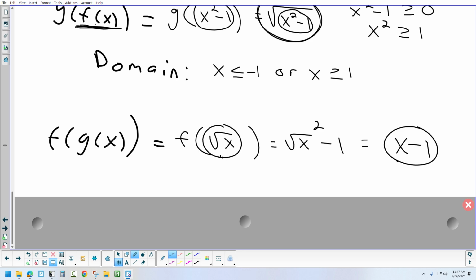Now we look at the final answer and say, do we have to limit it anymore? And the answer is no. We don't have to limit it anymore because there's no square root here and there's no fraction with a letter in the bottom. So the domain here is x is greater than or equal to 0. But you wouldn't know that just by looking at the final answer. You only know that from looking back at the inside.